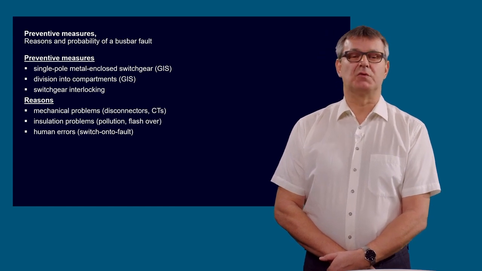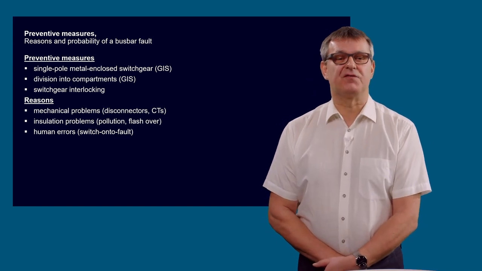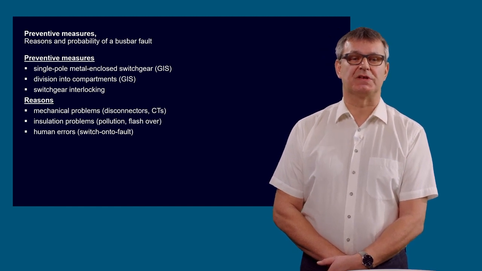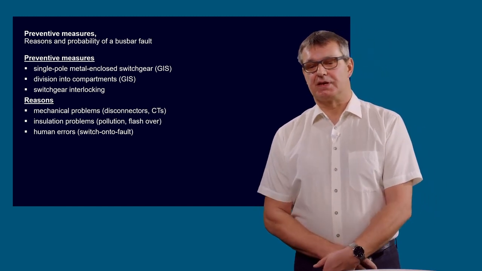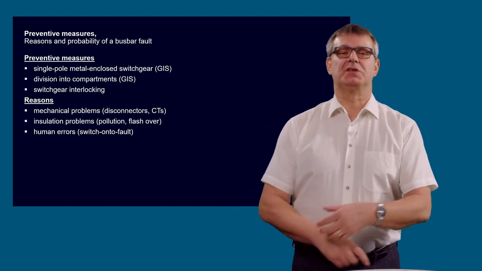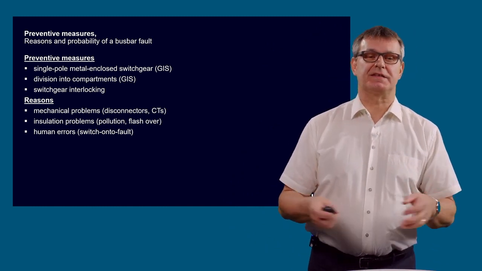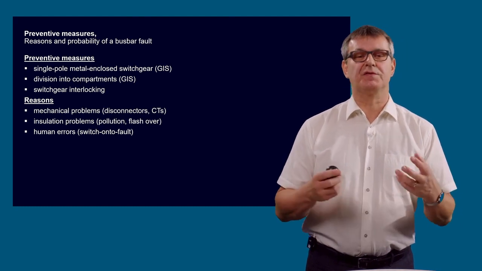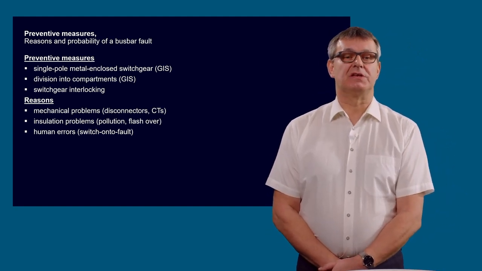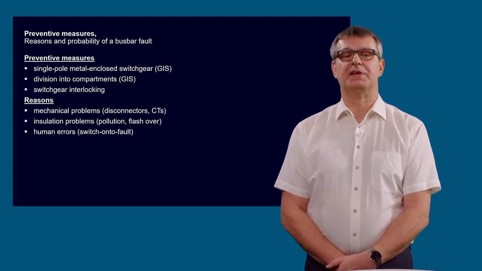And I would say that really the most likely reason for busbar faults are human errors. So typically the switch-on-to-fault error. During a maintenance activity, the cable or the busbar has been earthed by some cable. The maintenance activity was finished, and somebody forgot to remove the earthing cable. And then we have a typical switch-on-to-fault situation, which is the basic human error.